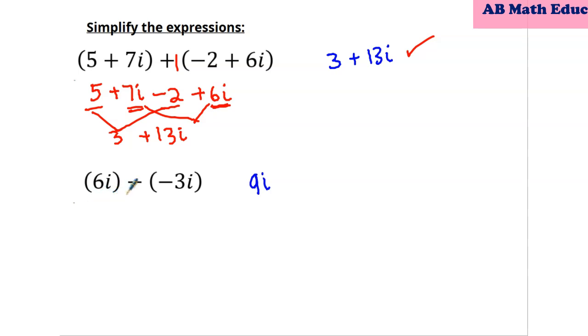Here, all that you're going to do is just remove the parentheses. 1 times any number is going to be the same number, so 6i. Negative 1 times negative 3i is going to be positive 3i.